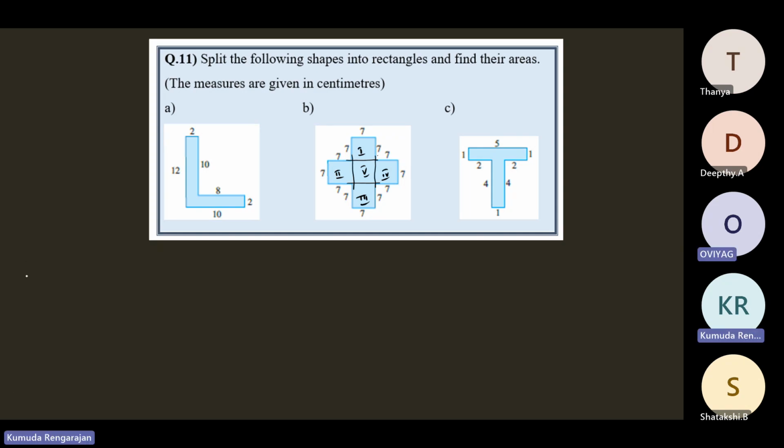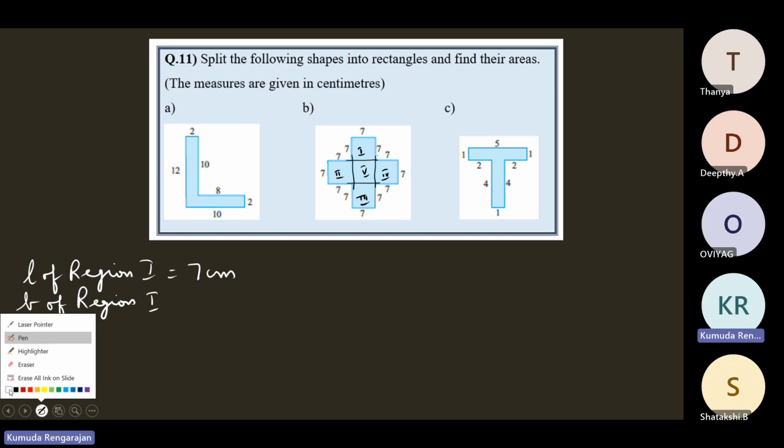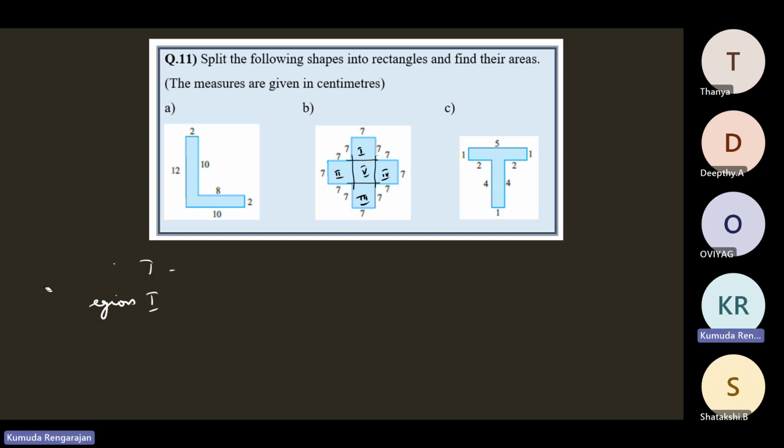Ma'am, if we multiply 7 into 7 and that answer into 5, will the answer come, ma'am? Yeah, that's what you should do. Length of region 1 is 7. Or you can just write like this, all the 5 regions are squares. You can just say region 1, region 2 are all squares.